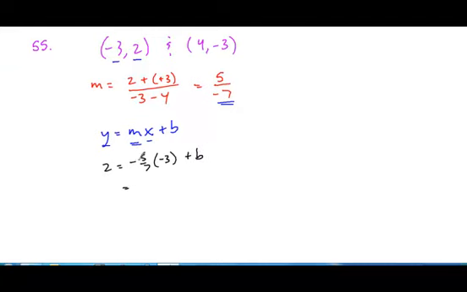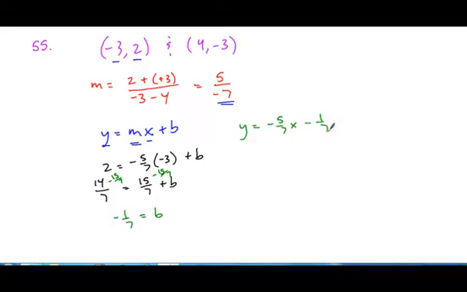So here I get a negative times a negative gives me 15/7. I'm going to turn 2 into sevenths. 2 is 14/7. And so now when I work to solve this and isolate the b, I'm going to subtract 15/7 from both sides, leaving a negative 1/7 for my b. So my slope-intercept form is going to be y equals negative 5/7x plus a negative 1/7.